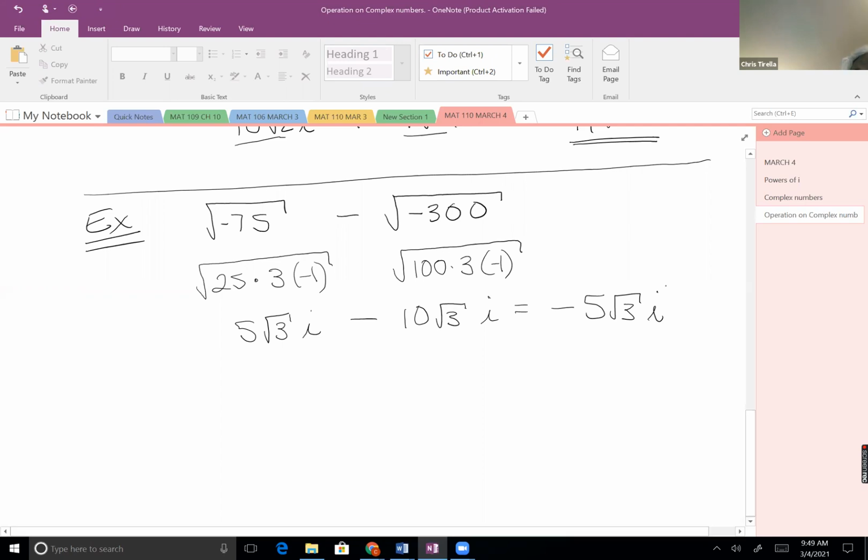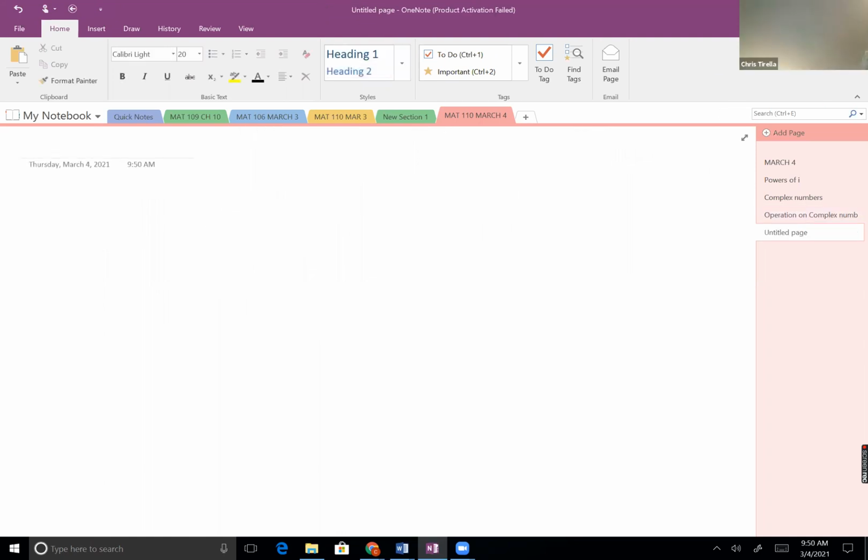Did anybody else get negative 5 radical 3i? Are we okay with that one? Any questions? No questions. Okay. Then the next place that we're going to go is we're going to start looking at multiplying complex numbers.